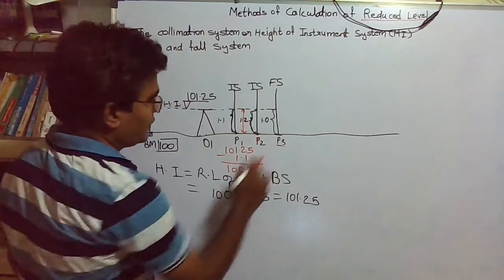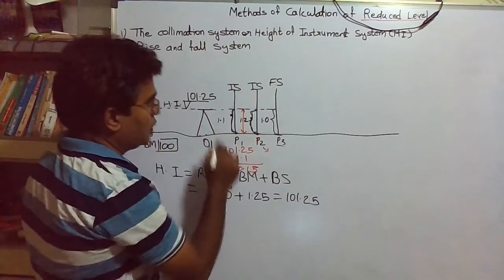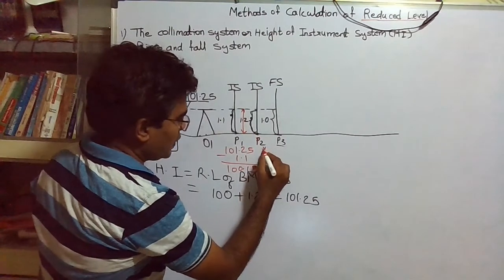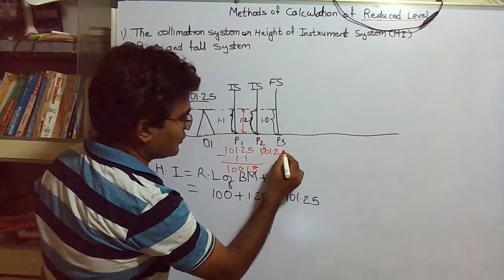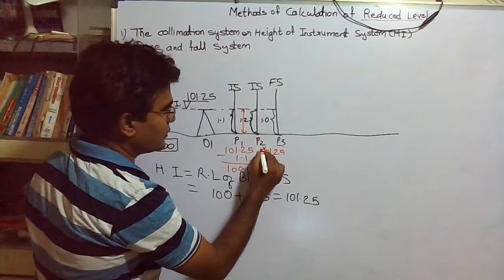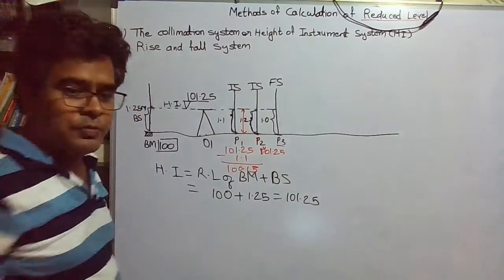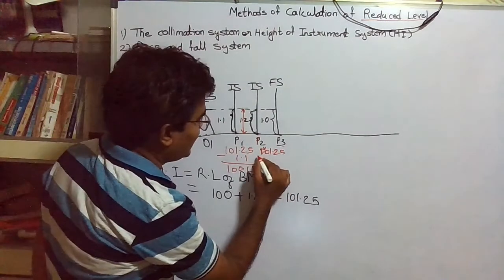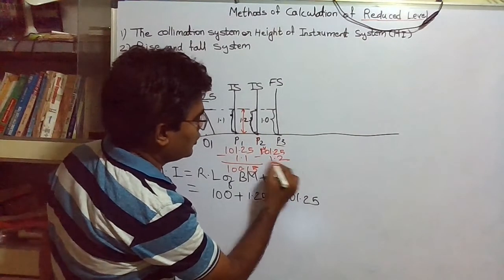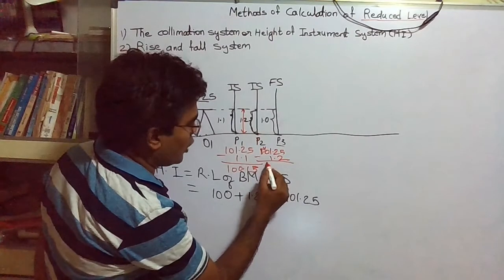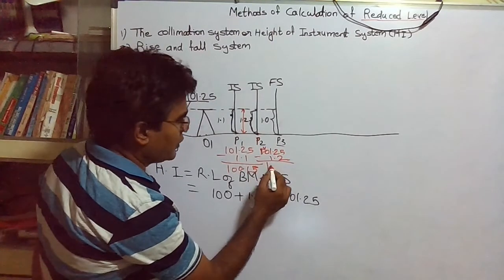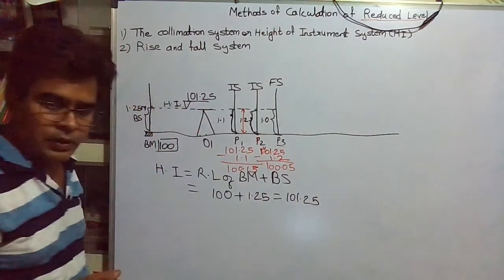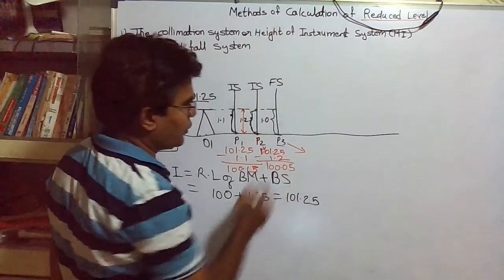Okay. What is the RL of point P2? How can we find out? What is the RL of the line of collimation? It is 101.25. It is constant. It is not changing because our line of collimation will always be horizontal. So 101.25 minus 1.2. Okay. So the RL of point P2 we get is 100.05.